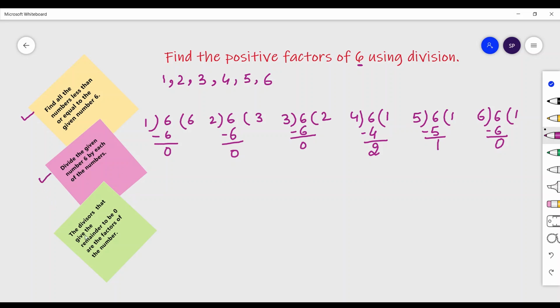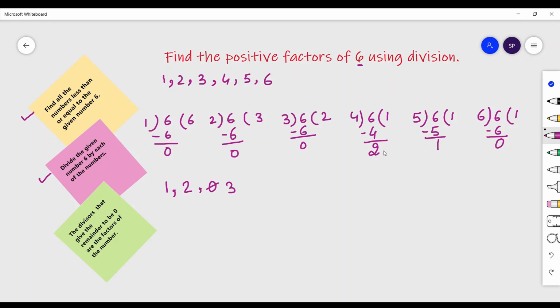Now the third step is the divisors that give the remainder 0 are the factors of the number. So which divisors give remainder 0? So we can see 1 gives 0. When we divide by 2 it gives 0. When 3 is the divisor it is 0. When 4 is the divisor it is not 0, the remainder is 2.